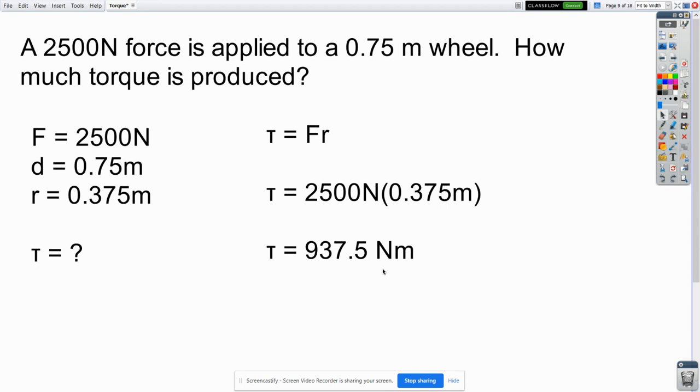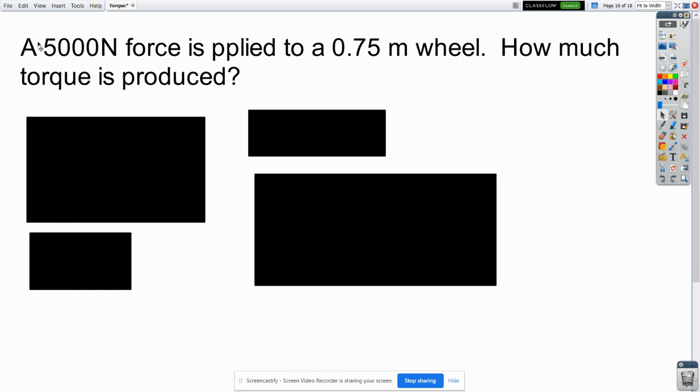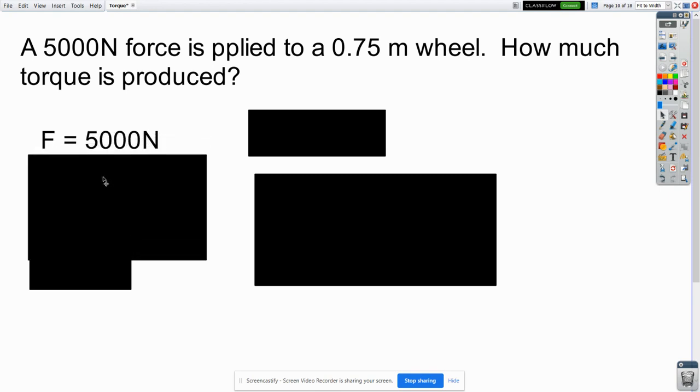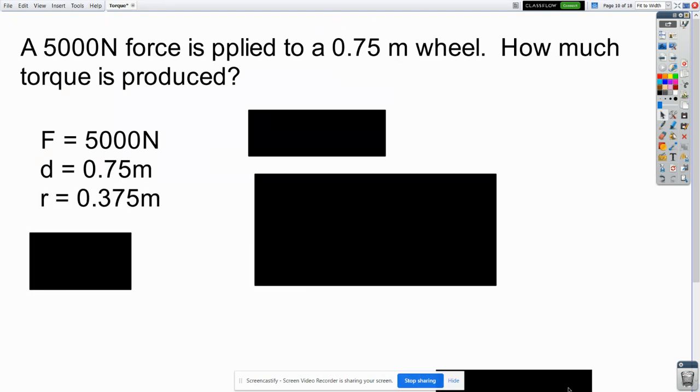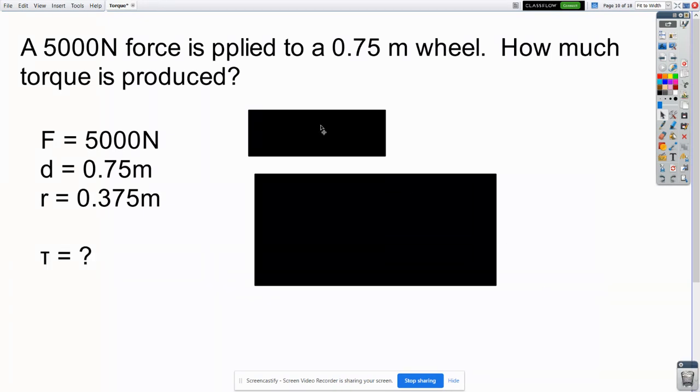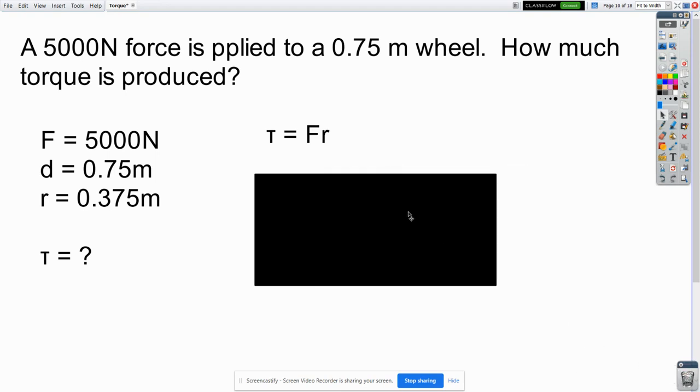Now let's do a little thought experiment here and see what the torque is going to be if we double that force. We will double the force to 5,000 newtons. And if it is truly a directly proportional relationship, and if our equation is set up for the directly proportional relationship, we should see the torque double. So 5,000 newtons, that's our force. 0.75 meter wheel, that is a diameter. Again, we need radius when we do the calculations, so we need to cut that in half to 0.375 meters. We're looking for torque. Torque equals force times radius.